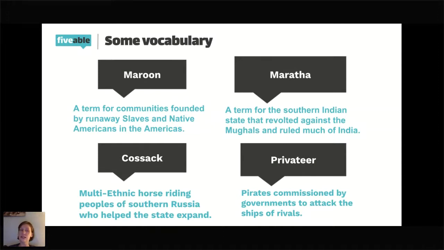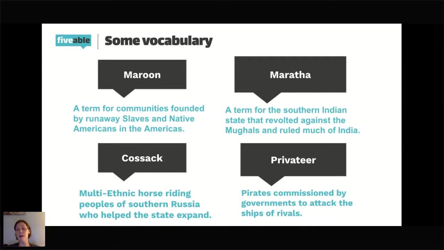In the lower left-hand side, we've got the Cossacks. This is a multi-ethnic group, so it's a broader term, but referring to horse-riding peoples of southern Russia who actually helped the Russian state expand. So they were on the side of the government rather than being a resistance movement themselves.